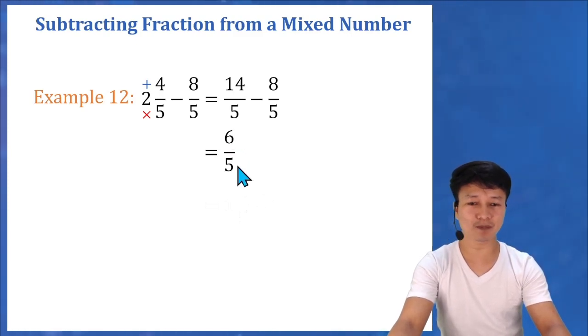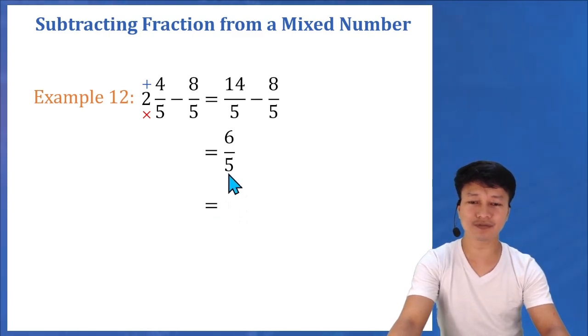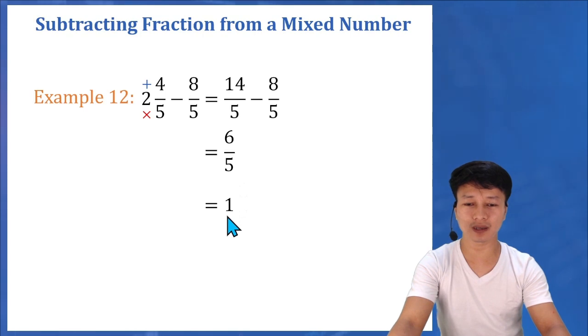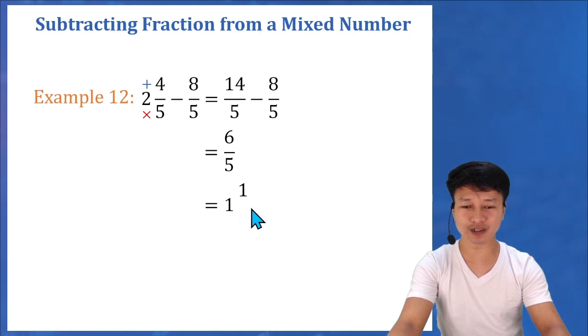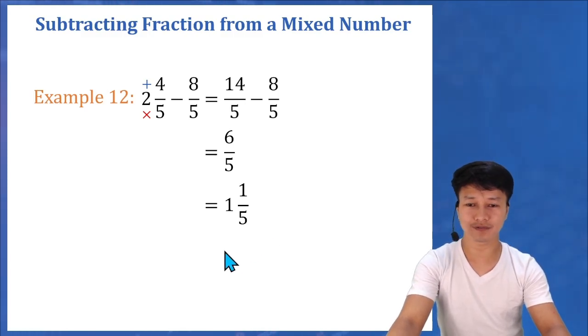And the result is an improper fraction, so we may simplify that into a mixed number. So tanungin natin sarili natin, ilang 5 meron sa 6? Ang sagot ay 1. 1 times 5 is 5. Ilan na lang kulang para maging 6? 1 na lang. And so 1 is the numerator of the fraction part over 5. So the final answer is 1 and 1 over 5.